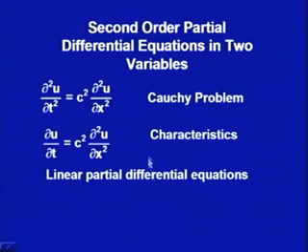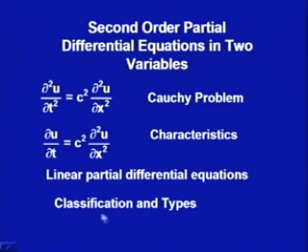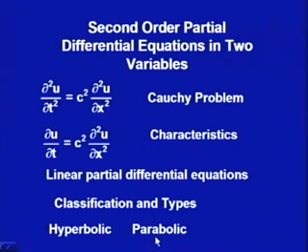In this case, the number of characteristics, when we try to find the curves in x and t such that u is constant along them, is going to decide the kind or the type of the equation, and this is what we call the classification and types. Basically we get three types: the classification says the equation is either hyperbolic, or parabolic, or elliptic.